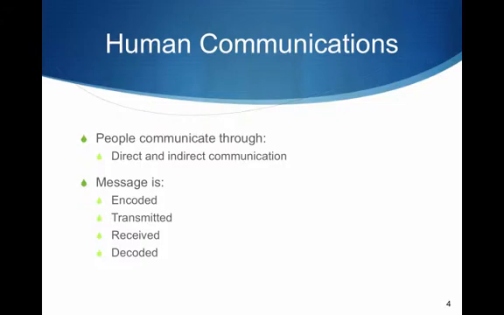Human communications. People communicate through direct and indirect communications. Direct communications would be through speech. Indirect communications would be through written words. Messages must first be encoded, transmitted by the sender, received and decoded by the receiver. So there is some interpretation in this communication. The process may experience transmitter failure, interference, and poor reception. Identifying and resolving problems before they occur improves the quality.